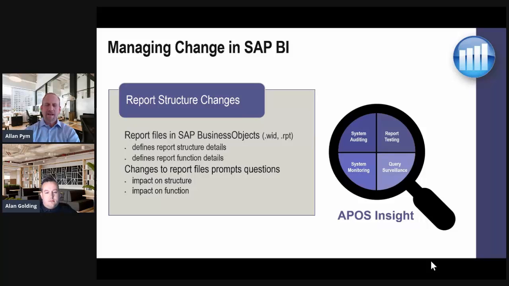Hi, we're talking today about the Business Objects environment and the changes that happen within Business Objects and how to manage those changes effectively. We're focusing right now on report structure changes. And of course, the report files within the Business Objects environment are where all of the details are kept around how this report should look, how it should be structured, how it should function. So anytime there's changes to those report files, that can be a concern and needs to be understood how that change works. APOS Insight does a lot in that.